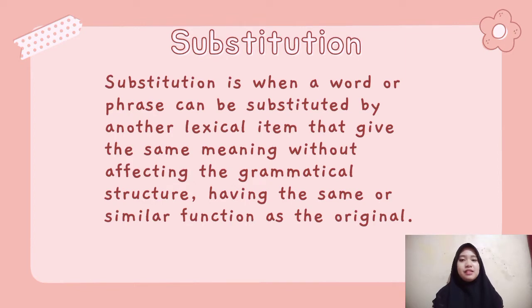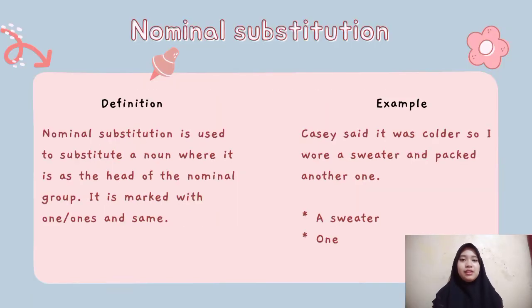So the first is nominal substitution. Nominal substitution is used to substitute a noun where it is the head of the nominal group. It is marked with one, ones, and same. Let's take a look at the example here. Casey said it was colder, so I wore a sweater that packed another one.